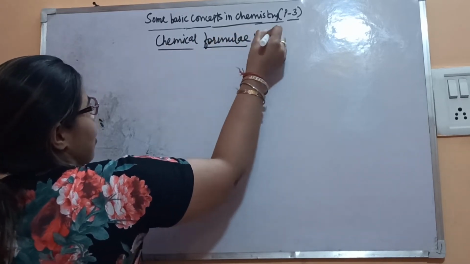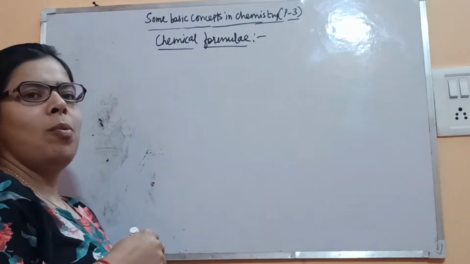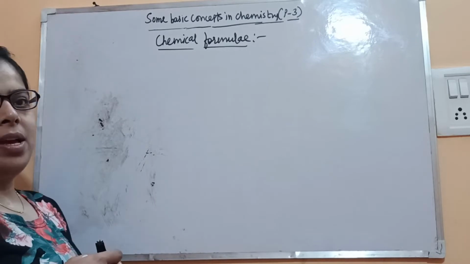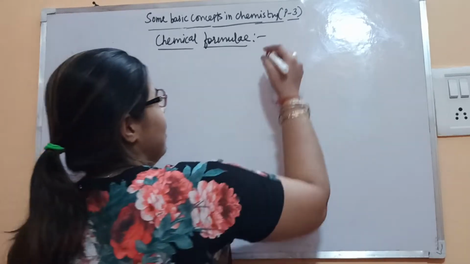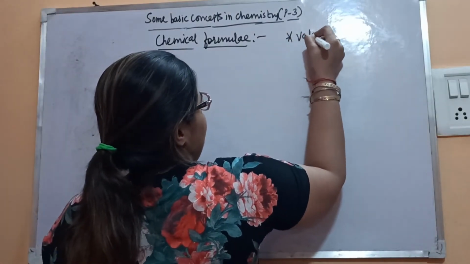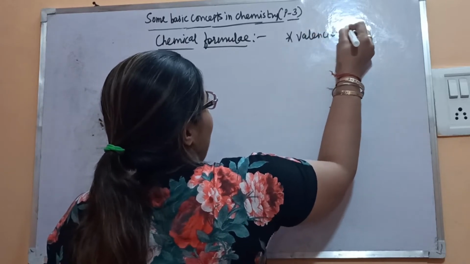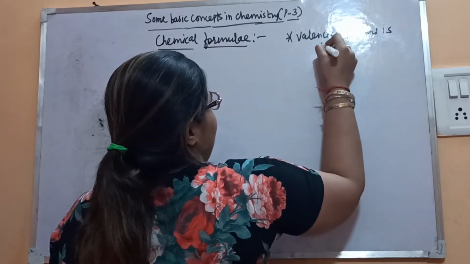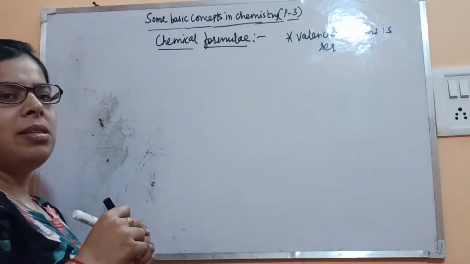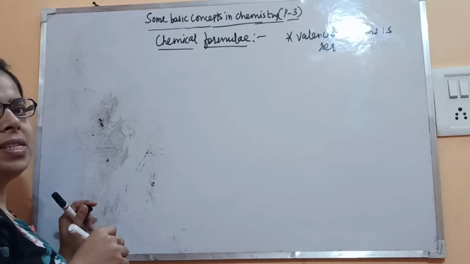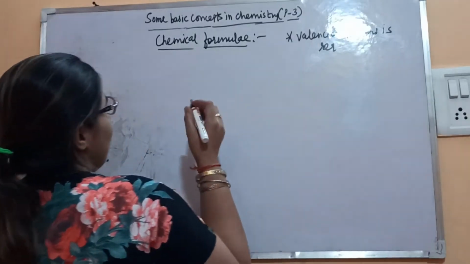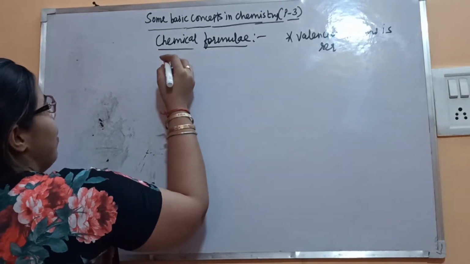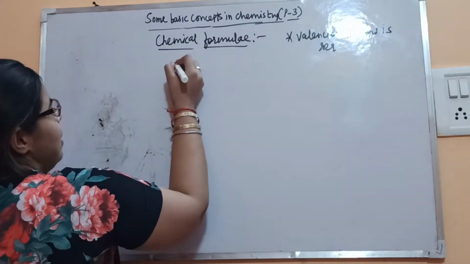Chemical formula. All of you know how to make chemical formulas from your previous class, that is, in 9th standard you have learned how to make the formulas. For that, what is required? Valencies of ions are required: simple cation, simple anion, complex cation and complex anion. I will not focus more on this because you already know.